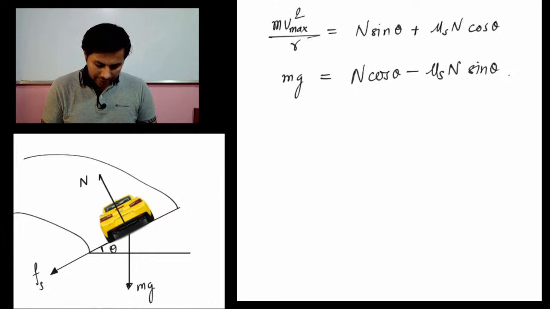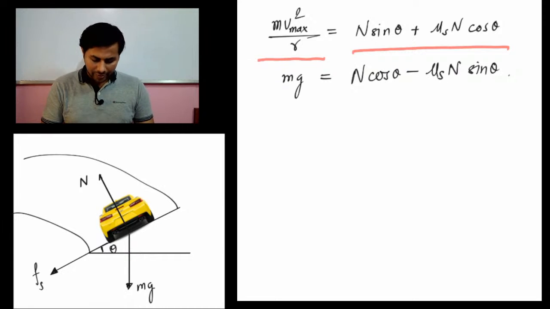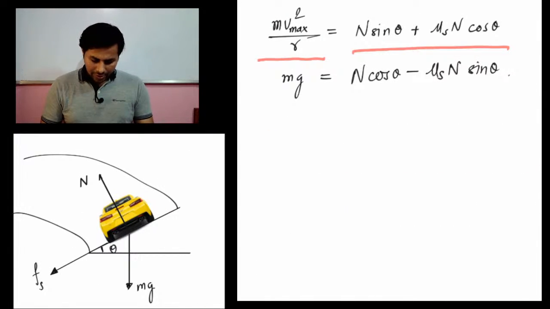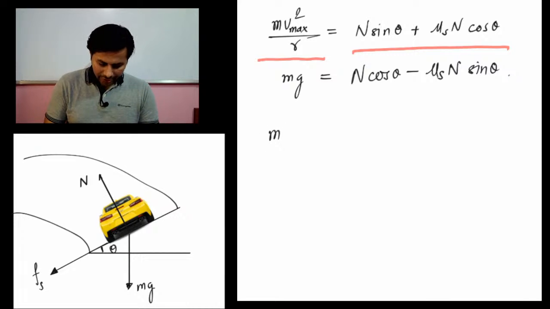Okay, and after this I will divide the equation which I got from equation number 2 by the equation which I got from equation number 3. So we can just say it is equation 2 divided by equation number 3 because we have just put mu s times N in place of Fs max. Okay, so if we do this division, m gets cancelled out over here.